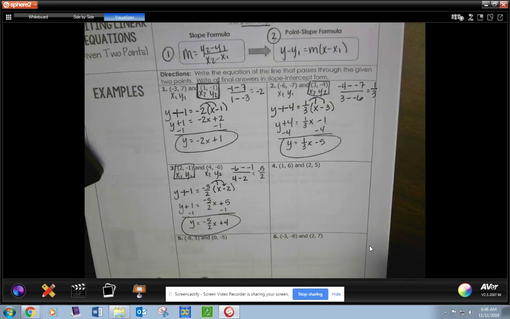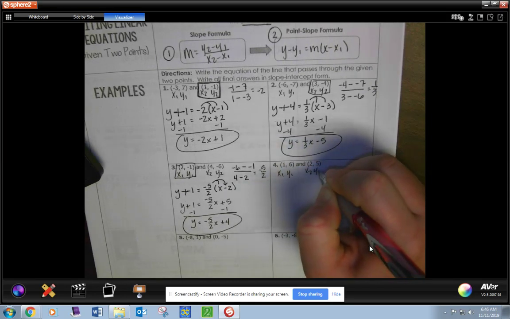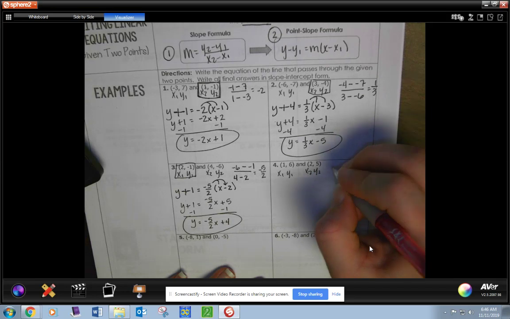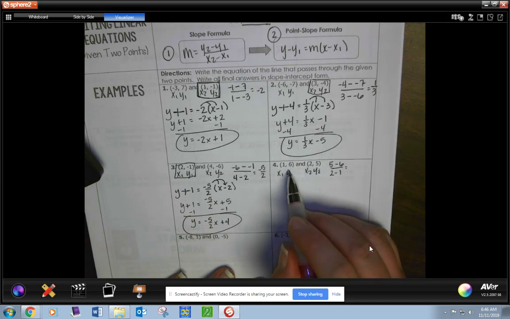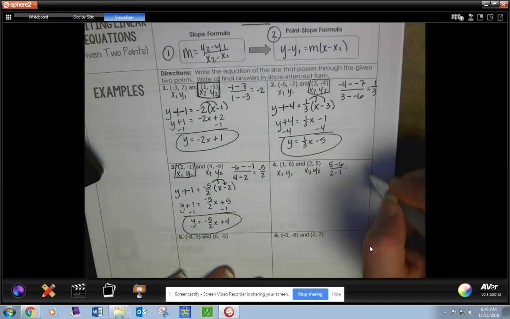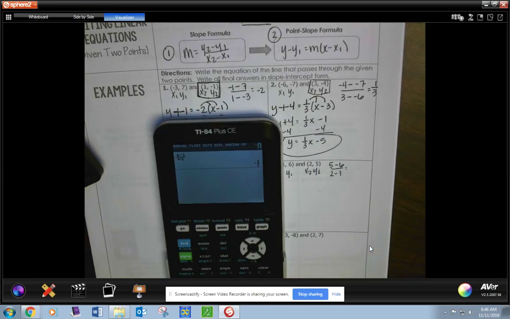Okay, for example 4, x1, y1, x2, y2. We're going to do 5 minus 6 over 2 minus 1, y2 minus y1 over x2 minus x1. If you need your calculator, open up a fraction, it'll automatically simplify. And this is negative 1.